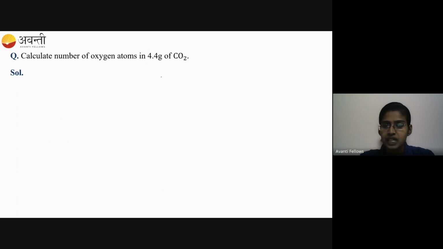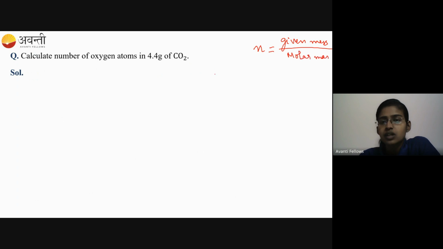Calculate the number of oxygen atoms in 4.4 gram of carbon dioxide. How to solve this? Before solving this question, I would like to give you one relation for number of moles. Number of moles can be calculated using one formula, that is given mass by molar mass. Using this formula, you can find out the number of moles for a given substance.